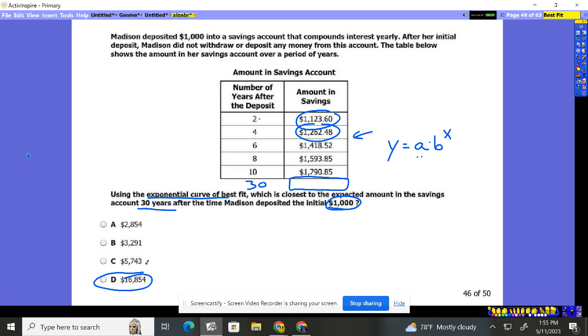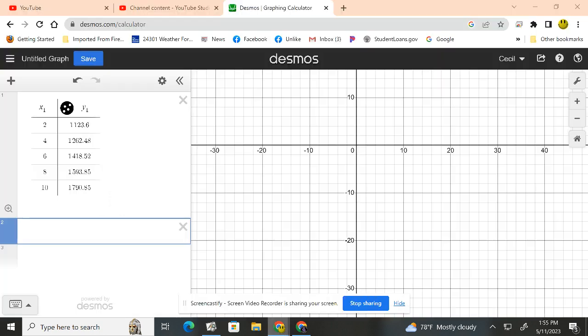So what we need to do to find the line of best fit, or the curve of best fit in this case, we need to plot this data. So I'm going to go to Desmos. I already did it. Remember to get a chart, you do this to get your table, hit the plus. Okay, already did the table.